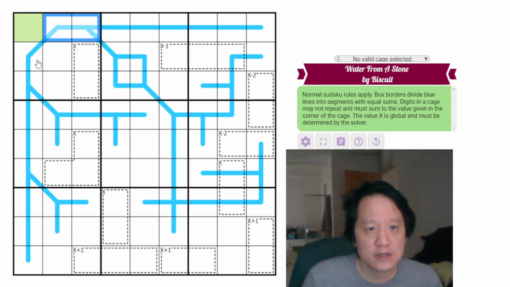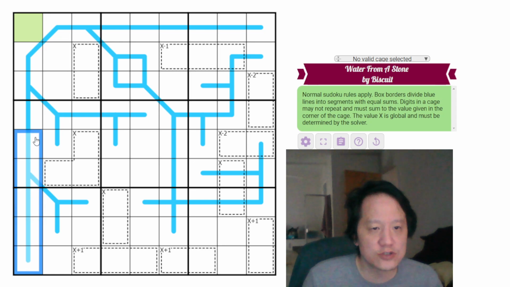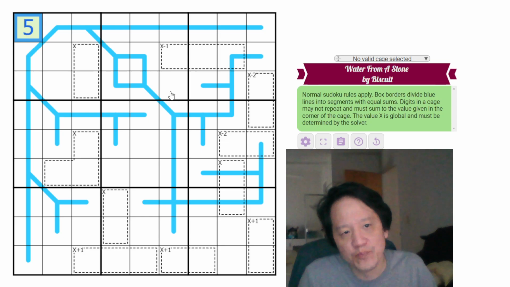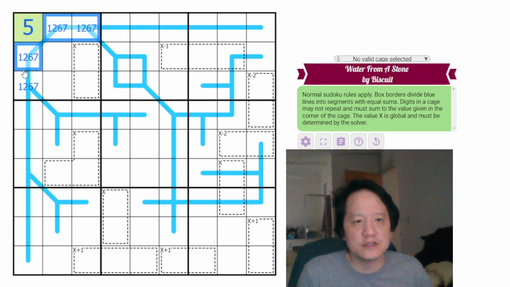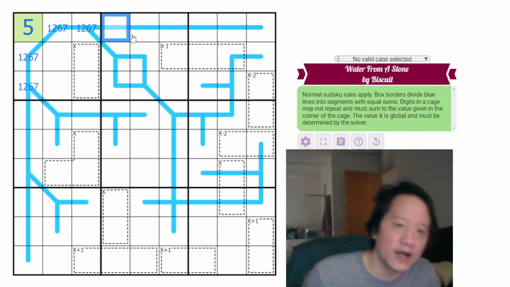This is 8. Therefore, that makes this 16 and 16. So that's 32, and that's 8. This has to be 5. So we know this is 5. This is 8 and 8. So we know exactly, this is 1, 2, 6, or 7. So this is 16. So y is 16.